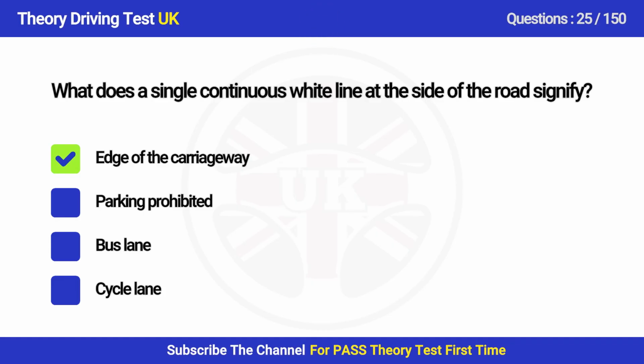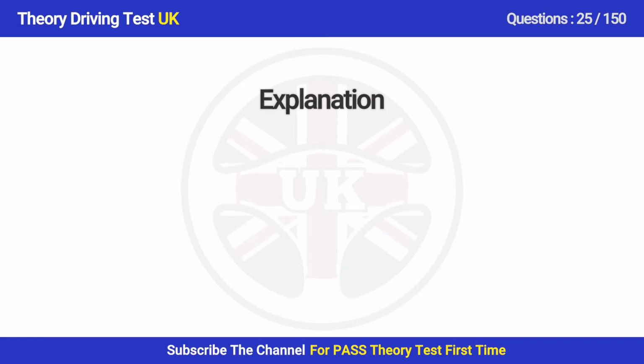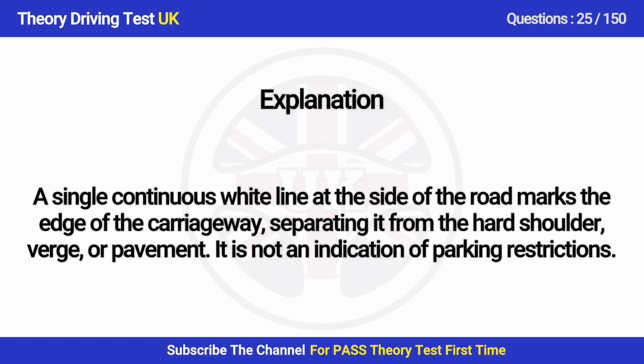Answer is A. Edge of the carriageway. A single continuous white line at the side of the road marks the edge of the carriageway, separating it from the hard shoulder, verge, or pavement. It is not an indication of parking restrictions.